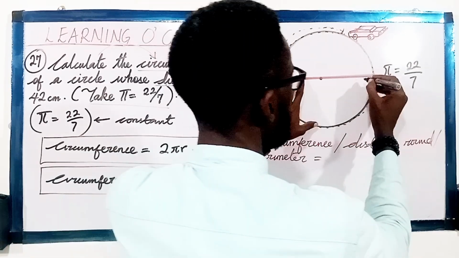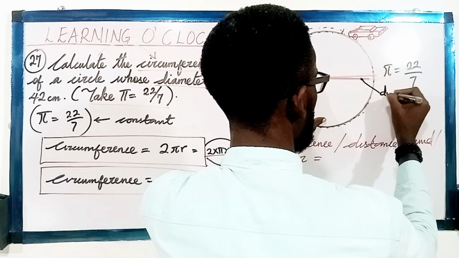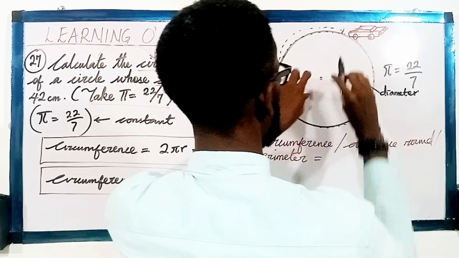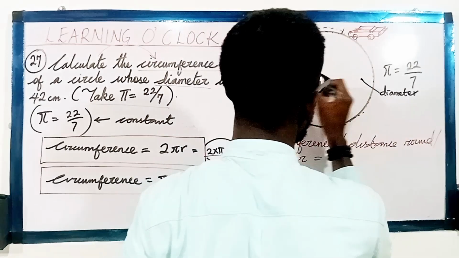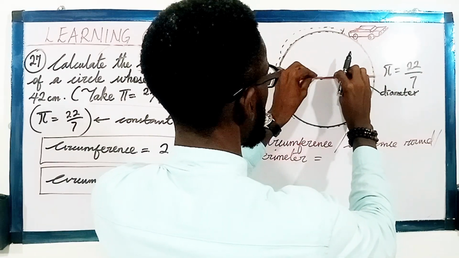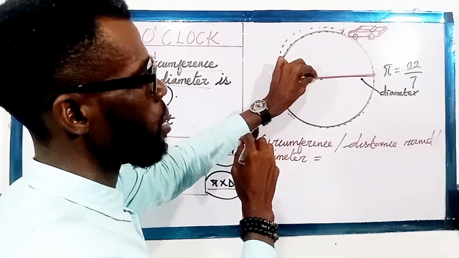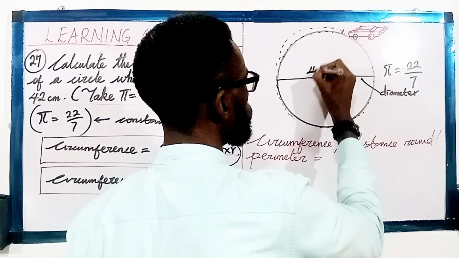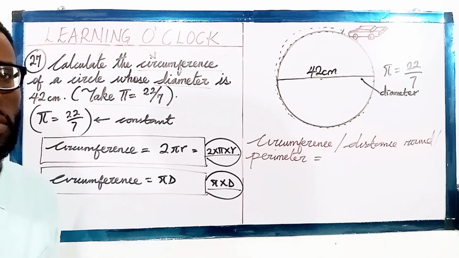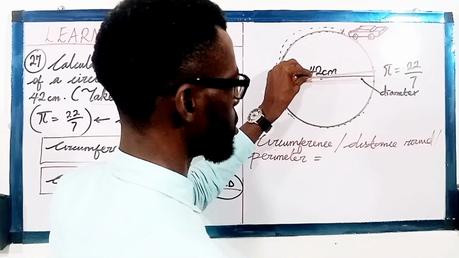So this line that cuts a circle into two equal parts, this line is called a diameter. So let me represent it with this line. A line that cuts a circle into two equal parts. So that's the diameter of the circle, and the diameter of the circle is 42 centimeters. So this is 42.